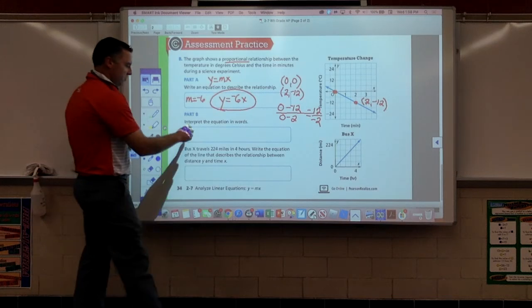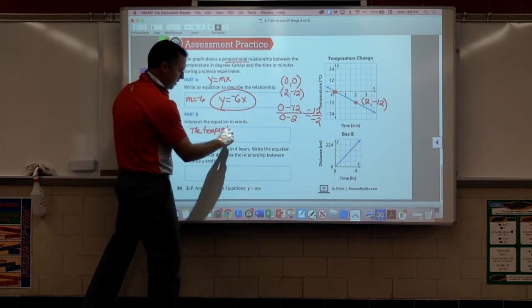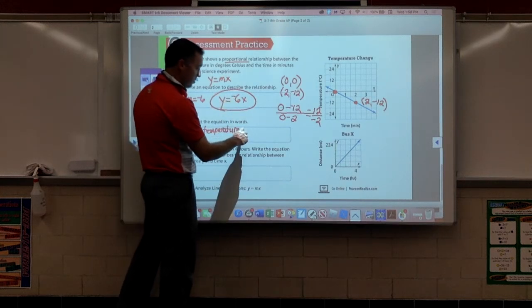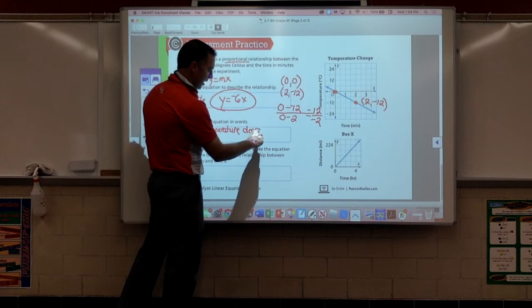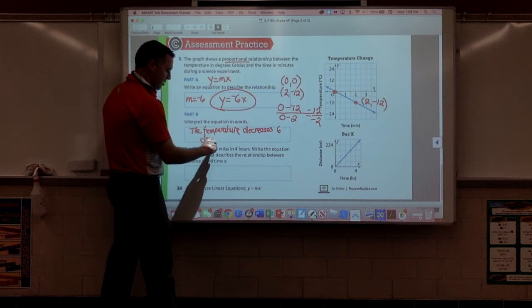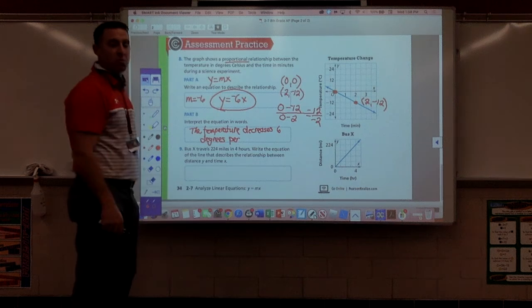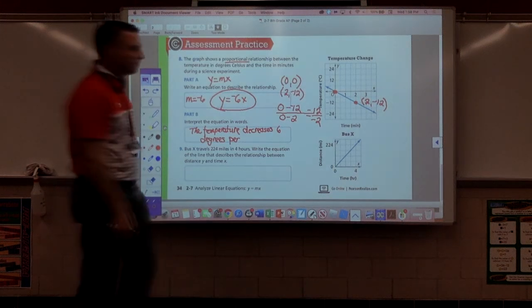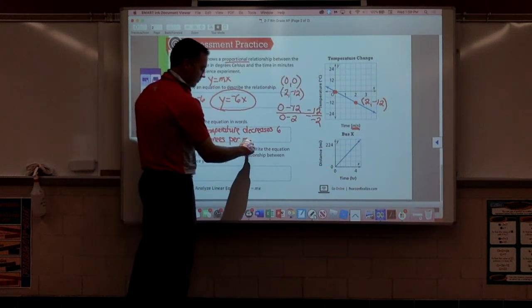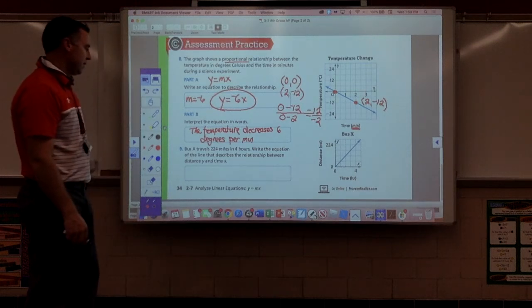What does this mean? You tell me. The temperature decreases. That's a negative 6, so the temperature goes down. How much? 6 degrees Celsius per what? Per hour or per minute? Per minute. It says hours right there, though. Wrong graph. Be careful, folks.